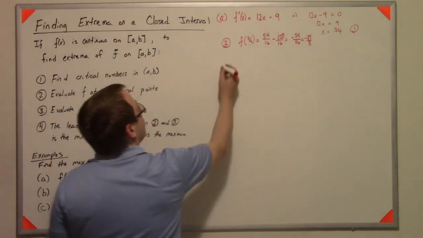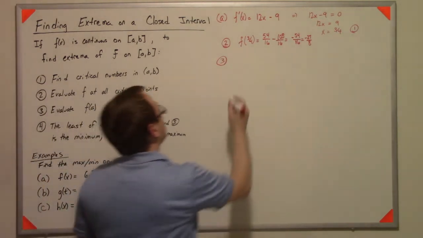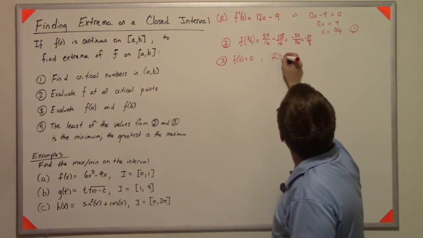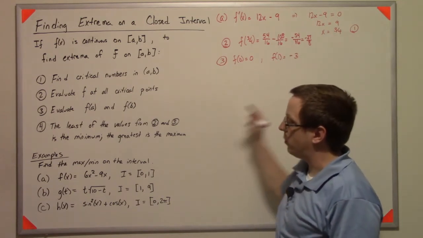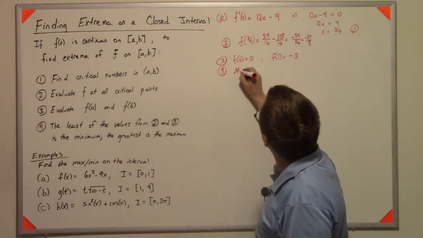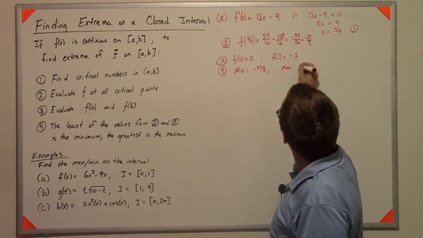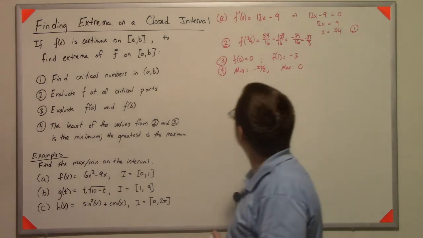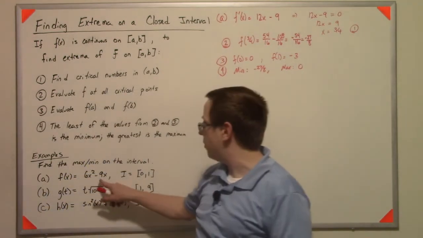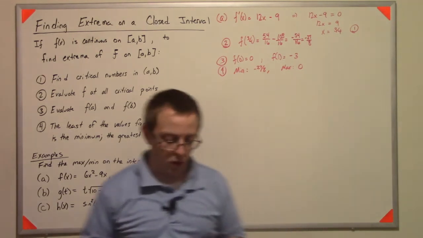So now we have to do part 3. We have to say, all right, what is f at each of these endpoints? So f of 0 is 0. f of 1 is negative 3, because that's just 6 minus 9. So that tells me that the minimum is negative 27/8, and the maximum is 0. So for that particular one, that's how you would solve it. You can feel free to graph this and note that those values are going to hold. Anyway, let's keep moving on.